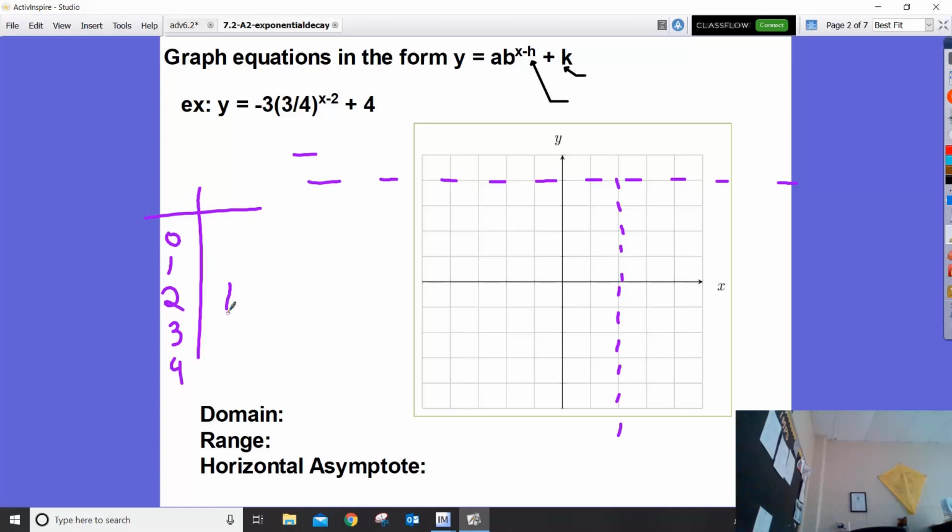Plug in a 1, you would have the negative first power. 3/4 to the negative first power is 4/3. Times the -3 is -4, plus 4 is 0. If you plug in a 0, you'd have the -2. That is going to be 16/9. Times a -3 is -16/3. Add 4. I think you're at -1/3. Yeah, -16/3 plus 4 should be -1/3.